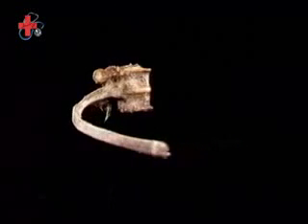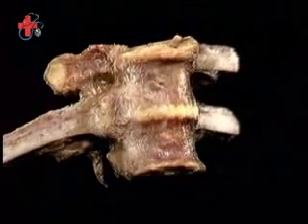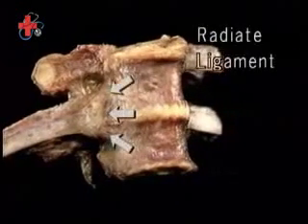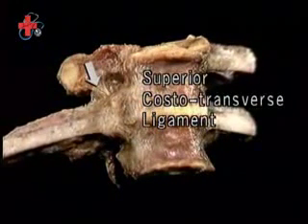The joints between the ribs and the vertebrae are held together by ligaments. The strongest of these are the radiate ligament here and the superior costotransverse ligament here. The movement of the ribs is important in respiration, as we'll see later in this section. Next, we'll take a further look at the first rib, a landmark structure where the thorax becomes continuous with the neck.